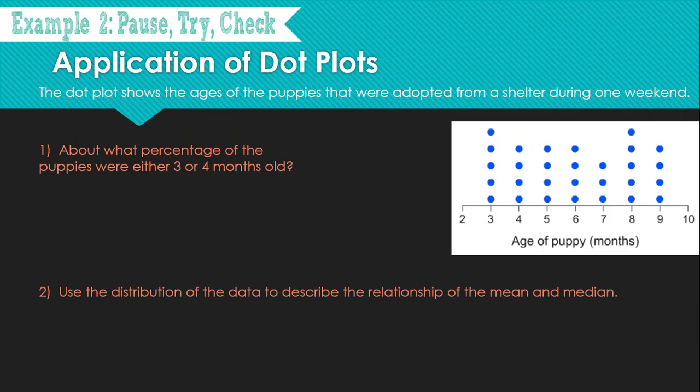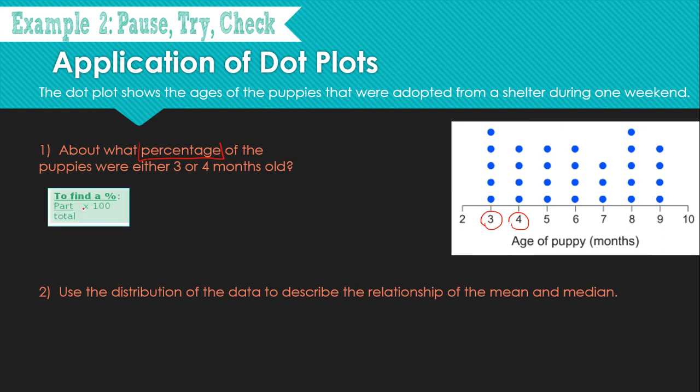Now in example 2, this one is a little bit different than what we just did, so you might want to hang out and watch me through, but if you want to try to give it a go, you are free to do so. About what percentage of the puppies were either 3 or 4 months old? I have this set of data here. The dot plot shows the ages of puppies that were adopted from a shelter during one weekend. I want to know which puppies were 3 and 4, and I want to know the total percentage.